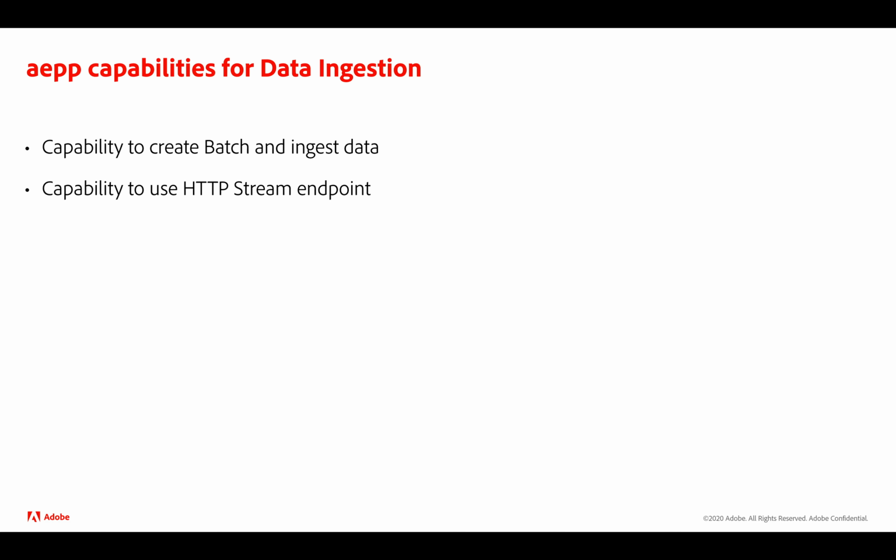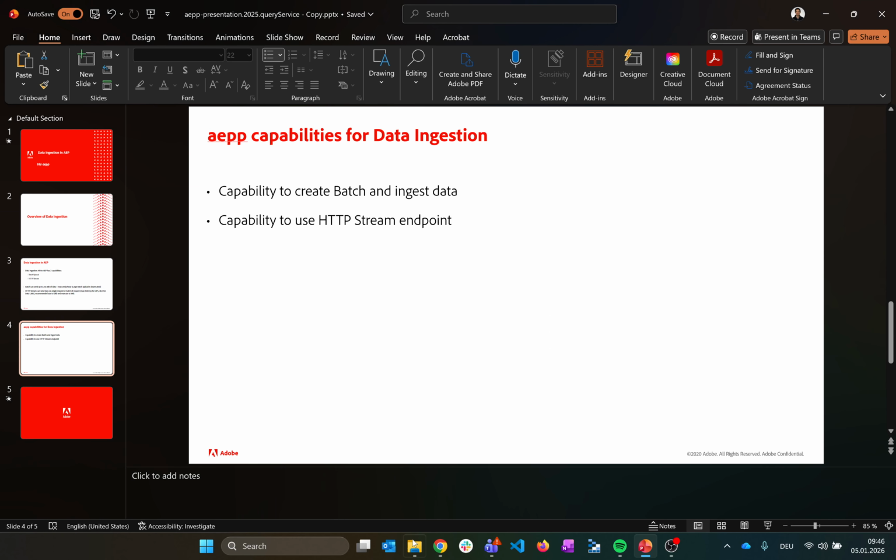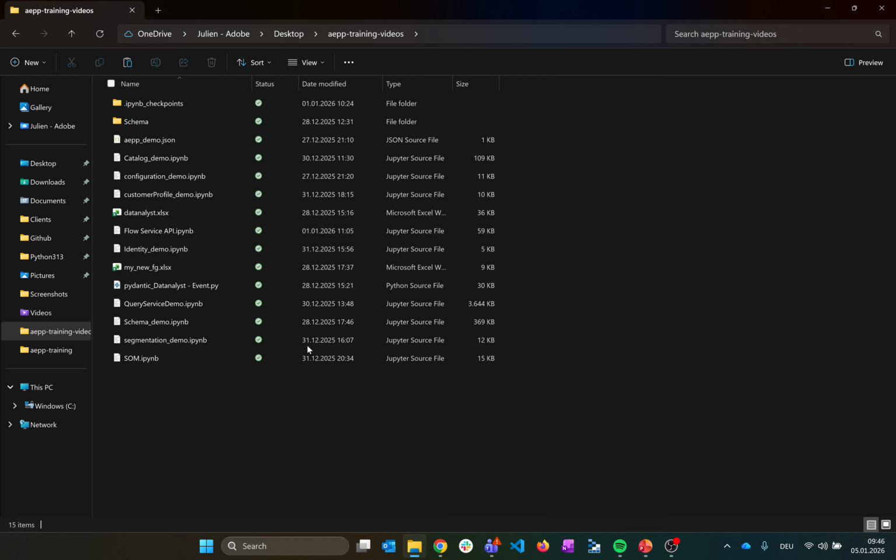So we'll go into IPP capability for batch ingestion. We'll see our capability to create a batch and ingest data and capability to use the HTTP stream endpoint. For this element, of course, we're going to use the flow that we have created in one of our previous videos. So I'm going to go to the training video.